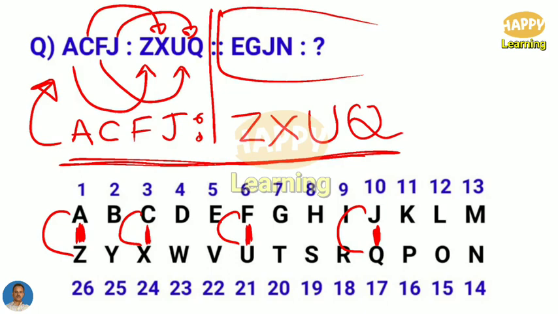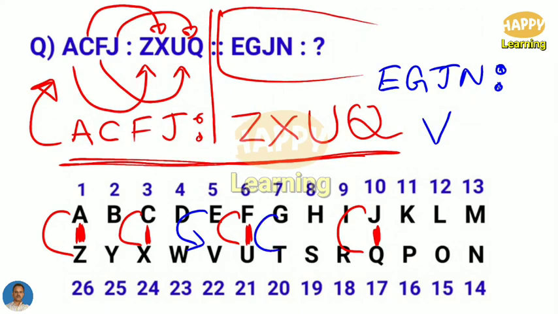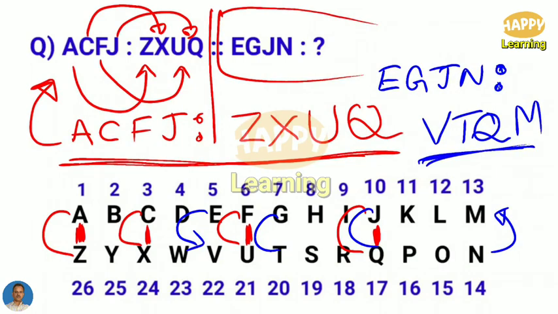Similarly, E, G, J, N. Opposite to E, we have V. So first V. Opposite to G, we have T. Opposite to J, we have Q. Opposite to N, we have M. So VTQM is the answer. That is option B.